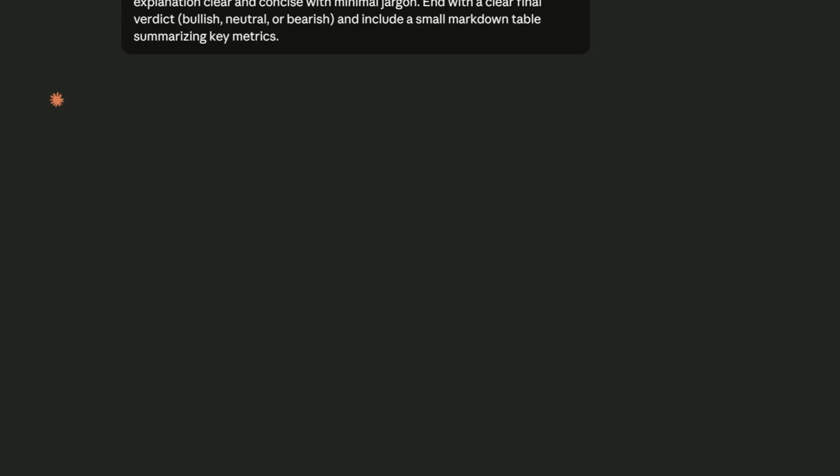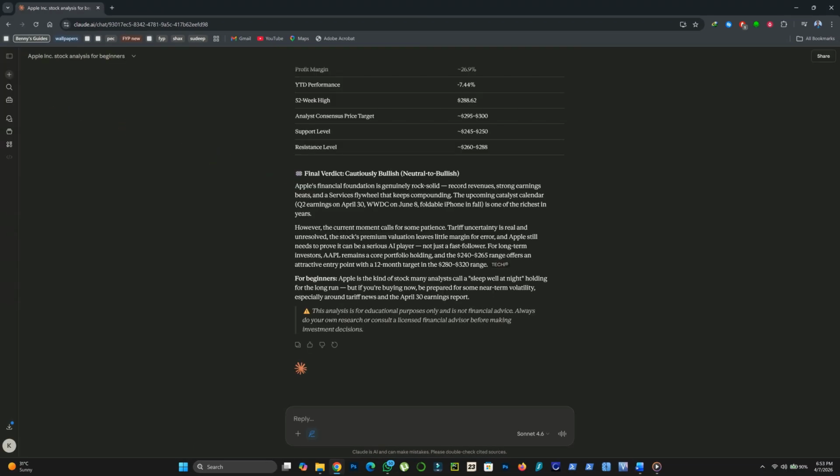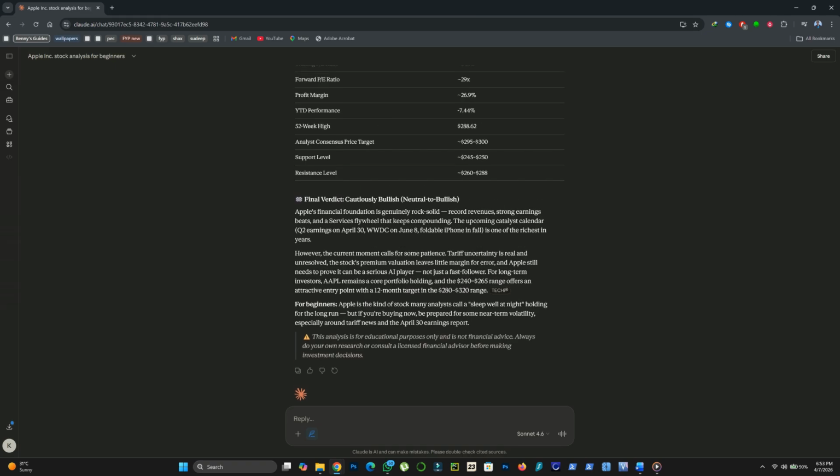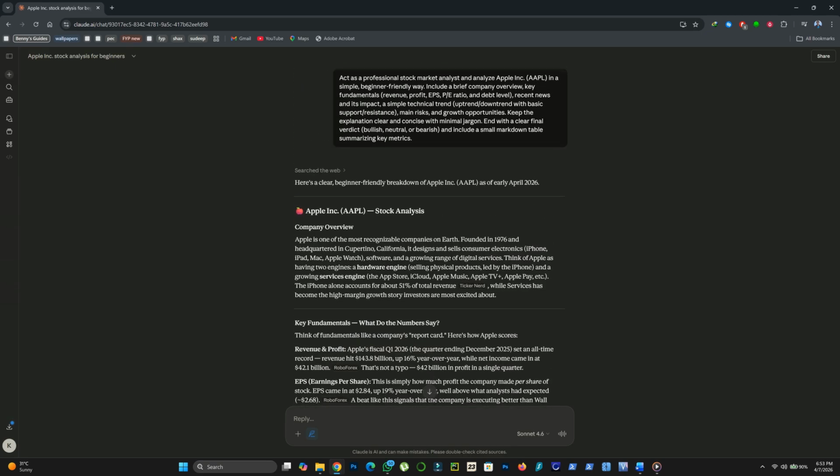Submit the prompt and carefully review each section provided in the response. This helps you understand performance, trends, and potential risks of the stock. So that's basically how you can use Claude Sonnet to analyze stocks.